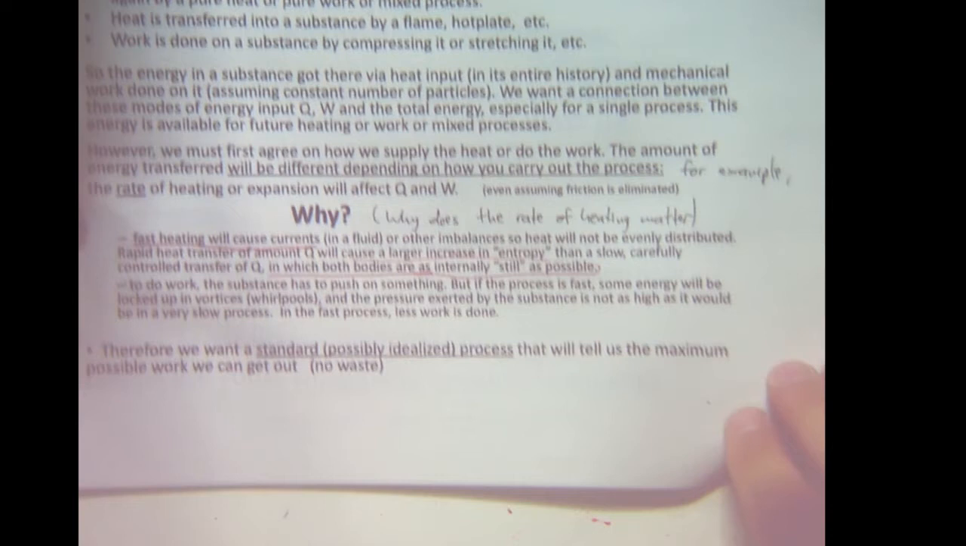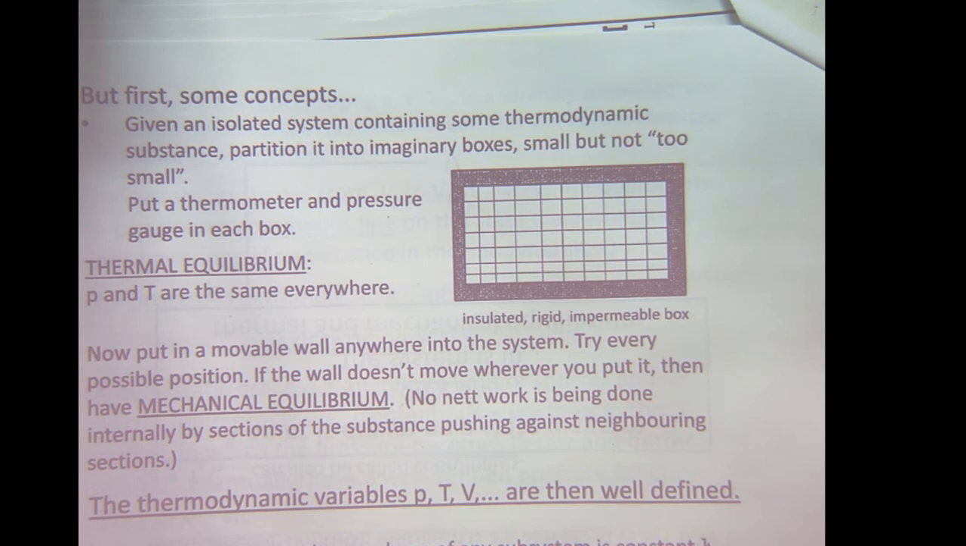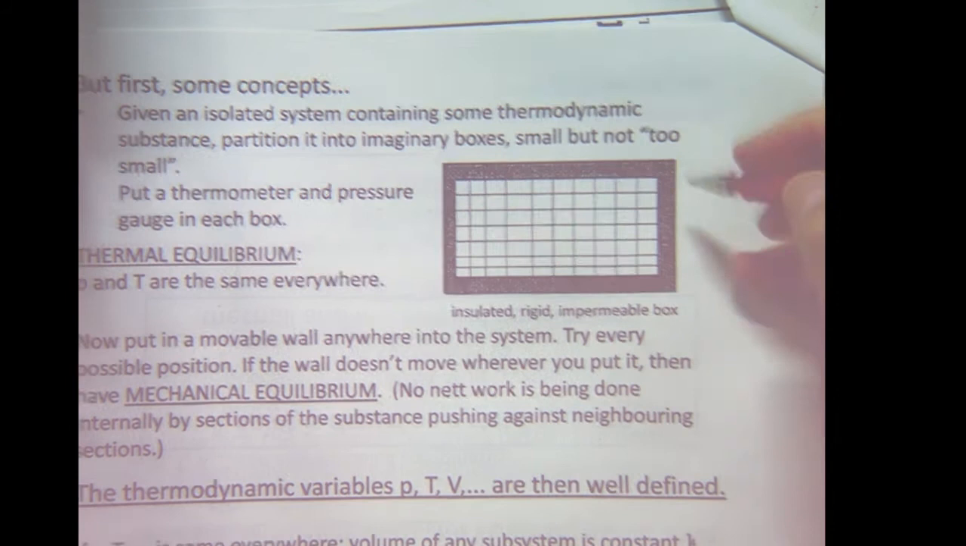So we want to define a standard, possibly idealized process that will tell us the maximum possible work that we can get out, so there's no waste. In order to define this type of process, first of all, we need to define an idea of equilibrium, and this is the thermodynamic idea. So this thing here is meant to represent an isolated system. So this is an isolated system.